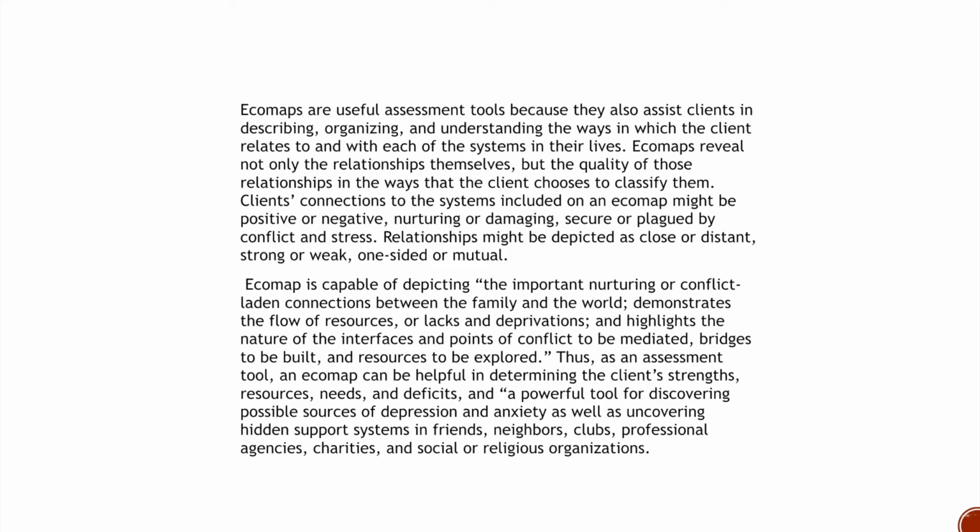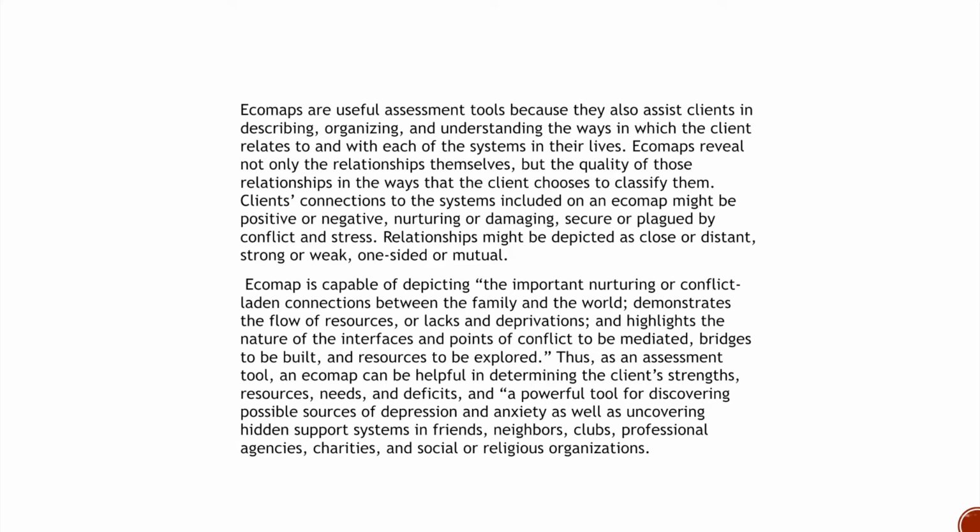Eco maps are capable of depicting the important nurturing or conflicting connections between the family and the world, demonstrate the flow of resources or lacks and deprivations, and highlight the nature of interfaces and points of conflict to be mediated, bridges to build, and resources to be explored.